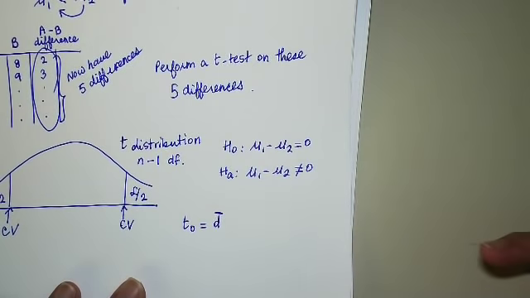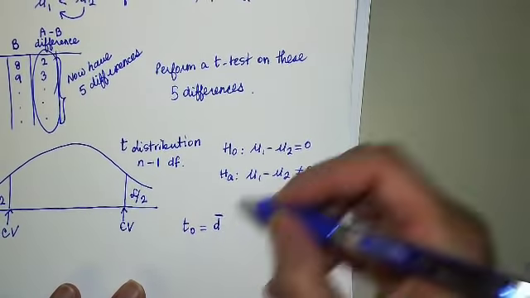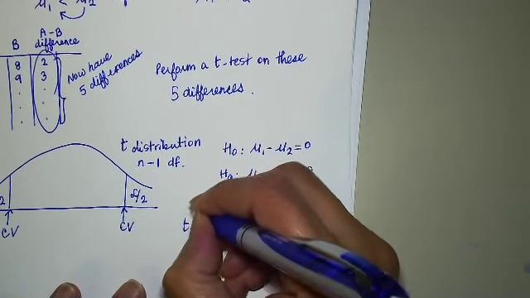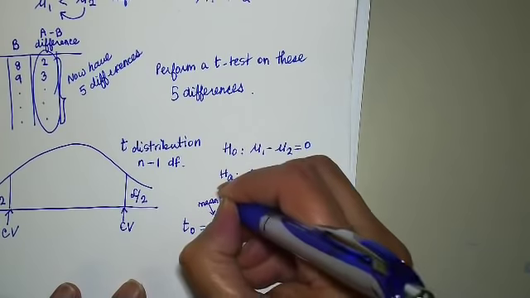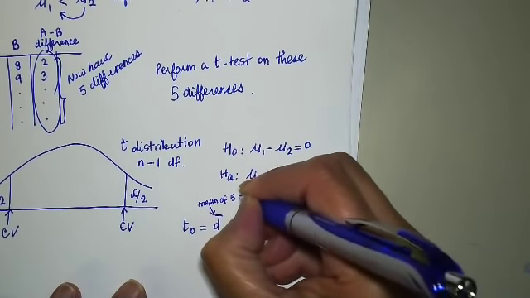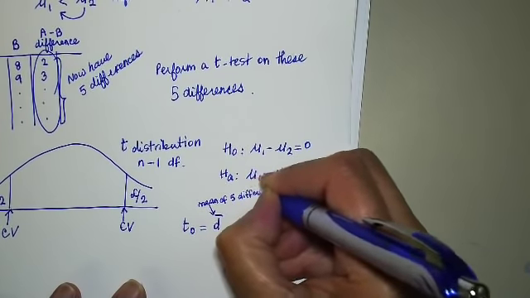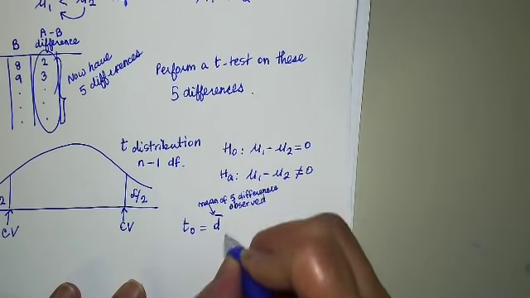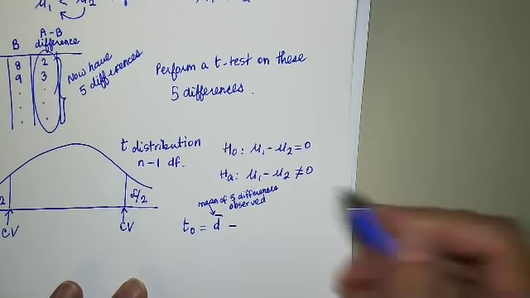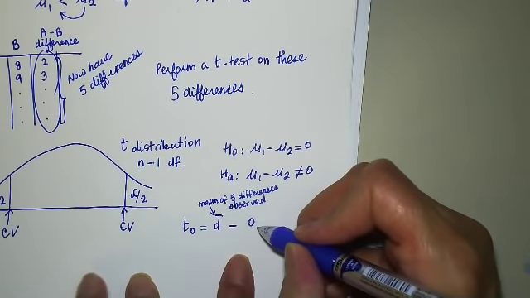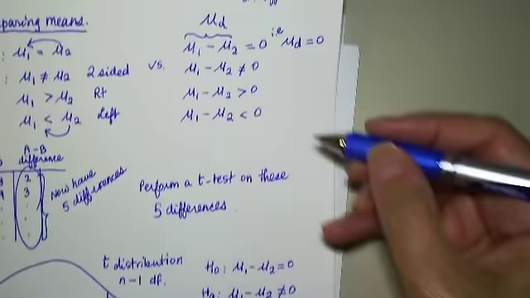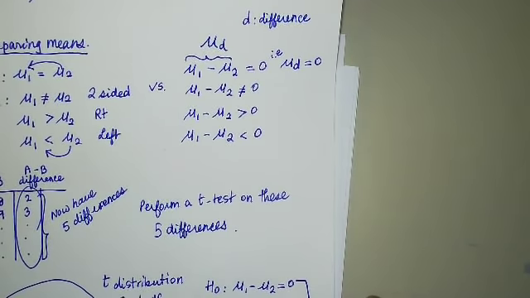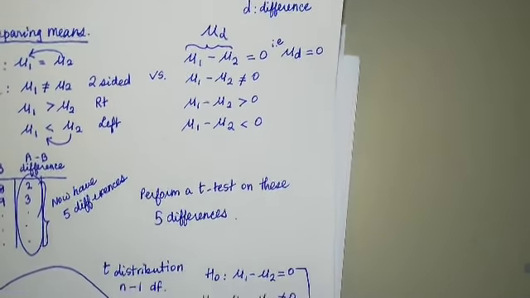Find the test statistic. T naught equals D bar. We used to call it X bar, now we call it D bar. That's the mean of these differences. So let's label it the mean of the 5 differences observed. Minus 0. Where's this 0 coming from? It's coming from here.